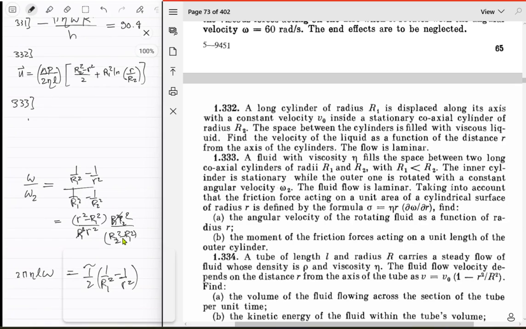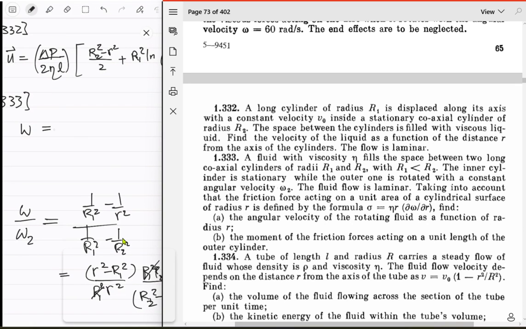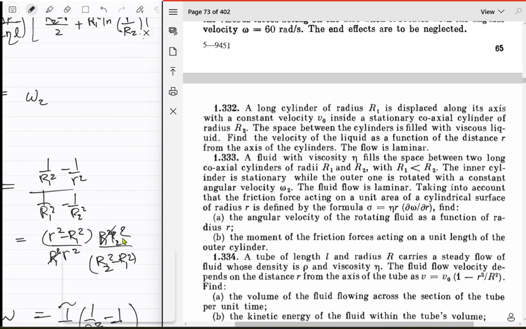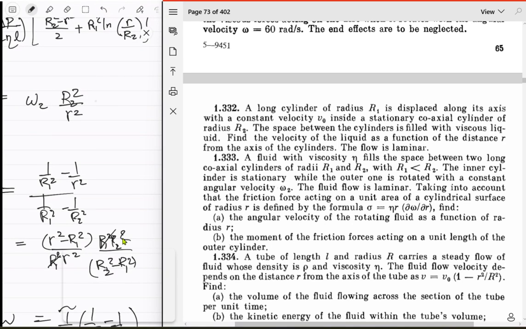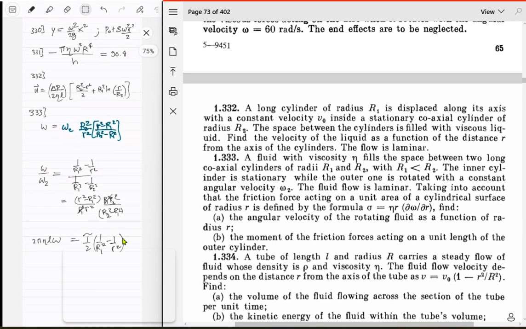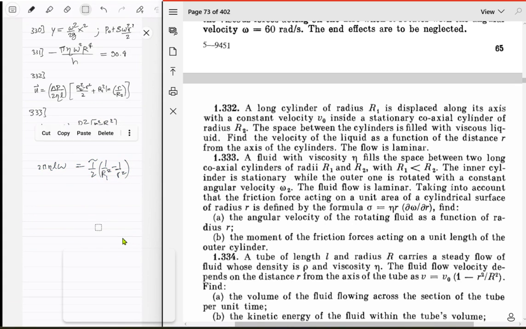So you can say omega is equal to omega 2 times all of this, right? It is R2 squared upon R squared times R squared minus R1 squared upon R2 squared minus R1 squared. Yeah, that looks cool. So that's the answer to our first part, although that's not the answer I was hoping to get. This is the answer I was hoping to get, right? Okay.